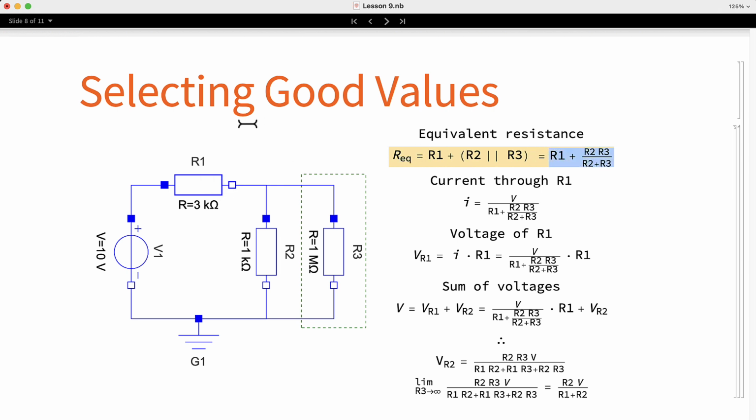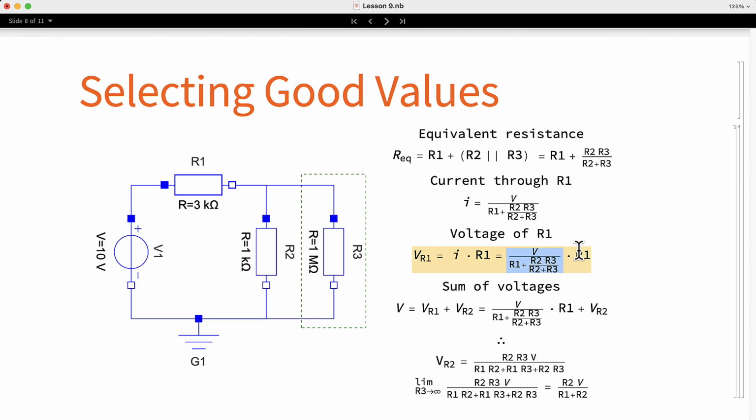Then we need to get what's the current that is flowing into this equivalent resistor. In order to do that, we use Ohm's law, and we know that the current is equal to the voltage divided by the resistor, and we have replaced here the value of the equivalent resistor. Then we're going to get the voltage of resistor R1. Using again Ohm's law, we know that the voltage is equal to the current multiplied by the resistor value, and I have replaced here the value of current that we obtained in the previous step.